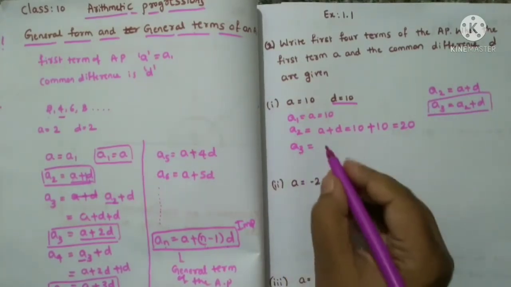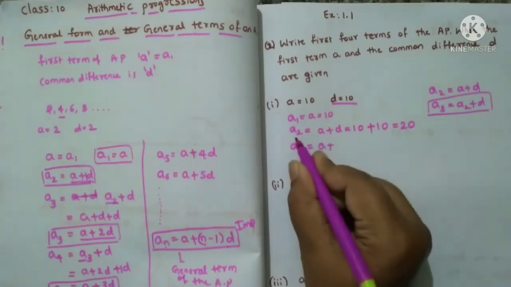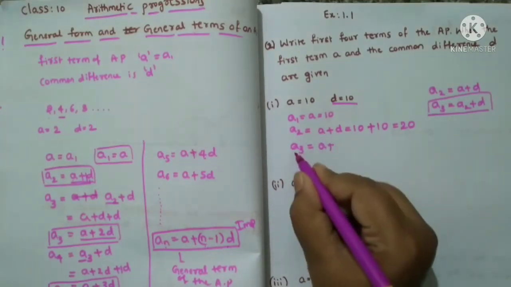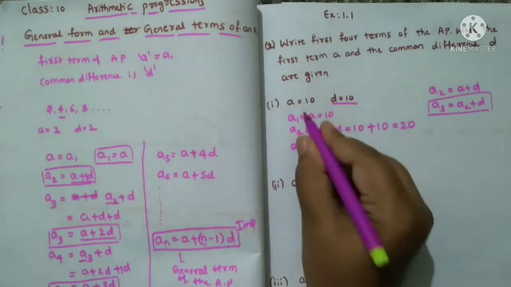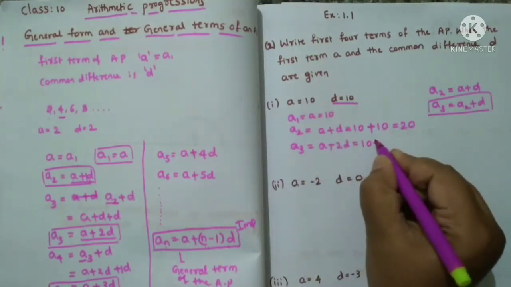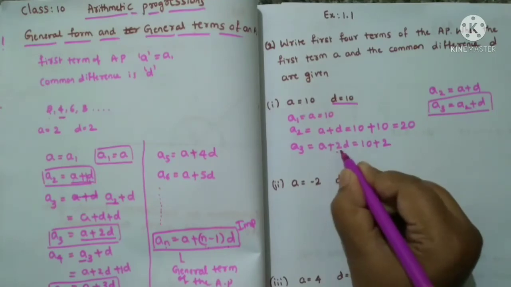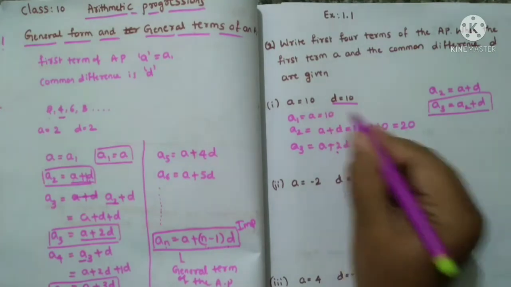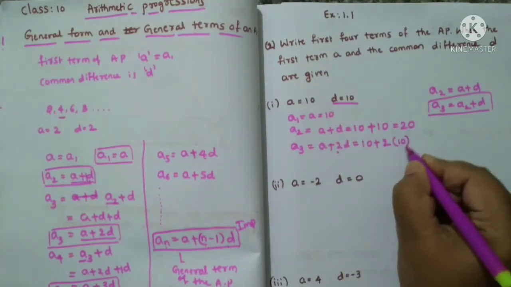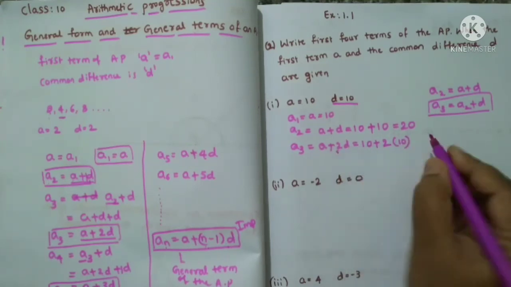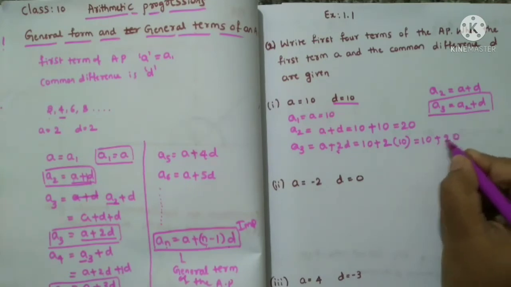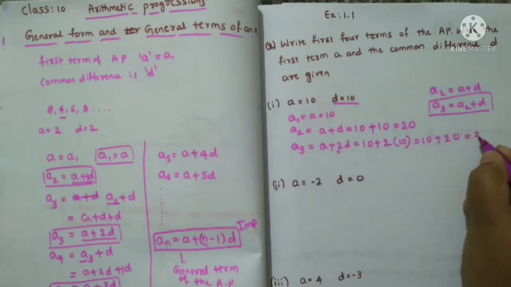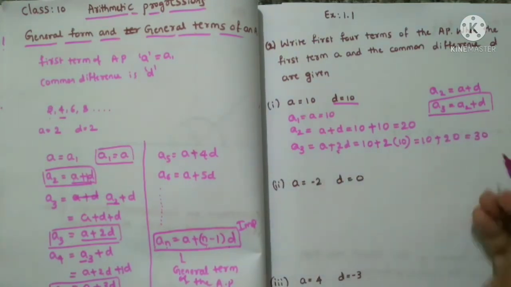For A3, one number less we should take. Here A2 means A plus 1D we took. So A3 means A plus 2D we will write. A is what? 10, they only gave. Plus 2 as it is, I am writing, as in the formula. D is what? 10. In the bracket I am writing because between these two multiplication is there. So 10 plus 2 into 10 is 20. 10 plus 20 is 30. So the third term of the AP is 30.